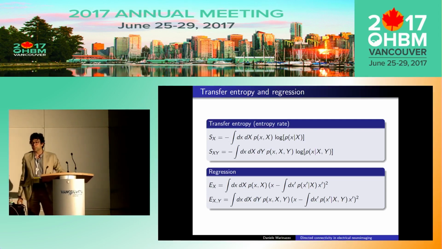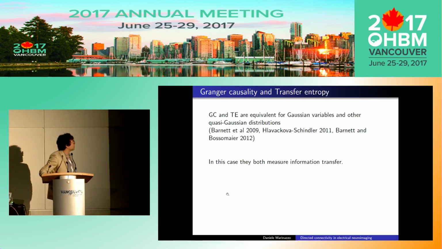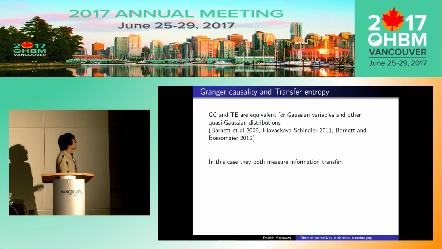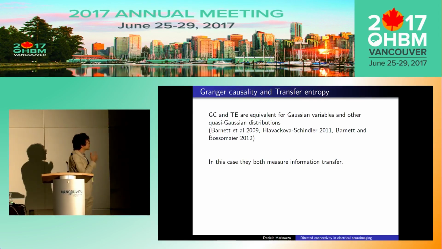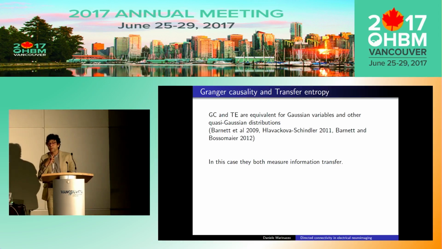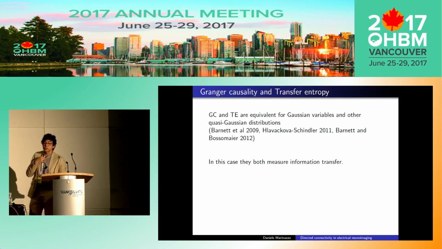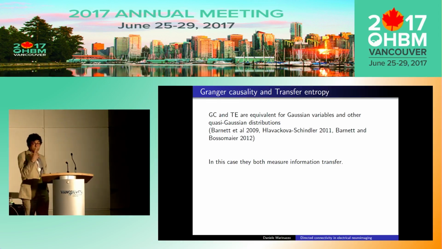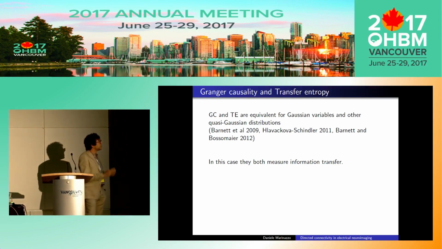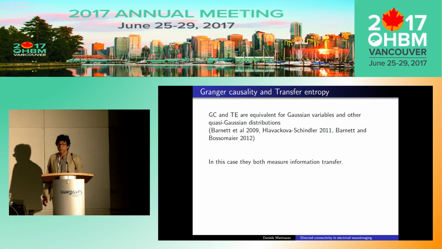This framework was formalized by Barrett and Seth, who derived an elegant formulation of the fact that Granger causality and transfer entropy are equivalent when the variables are Gaussian distributed. And then it was extended to other quasi-Gaussian distributions. In this case, they both measure information transfer.